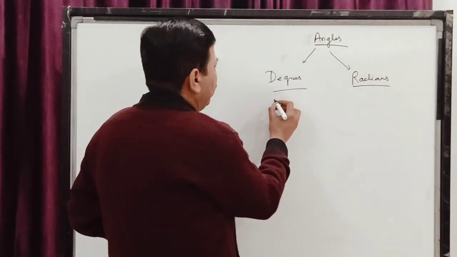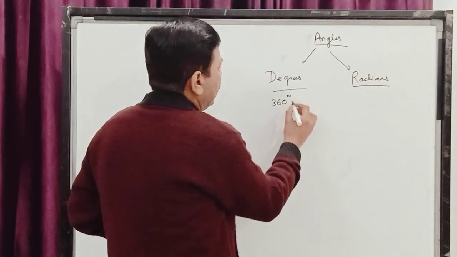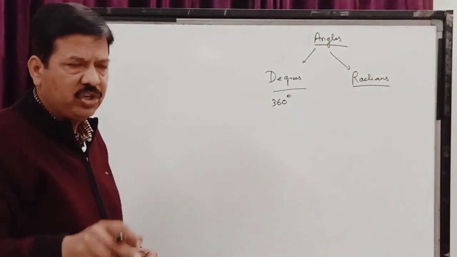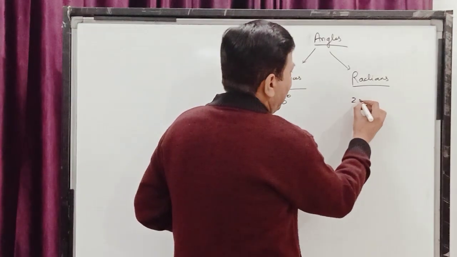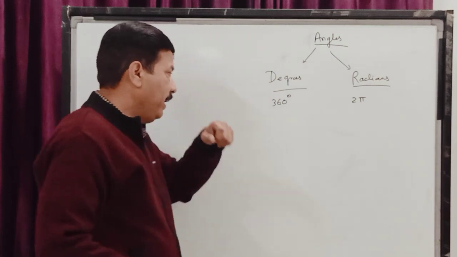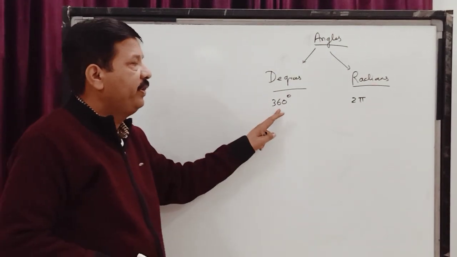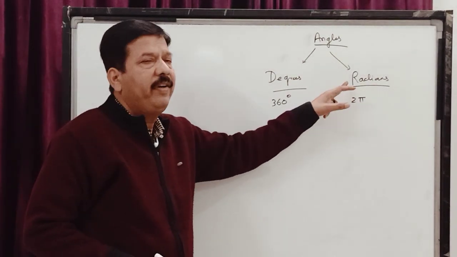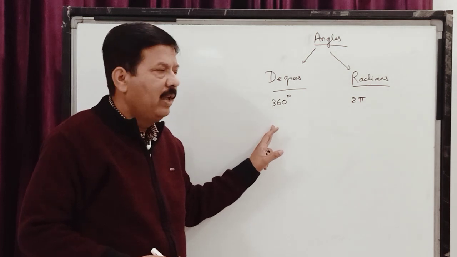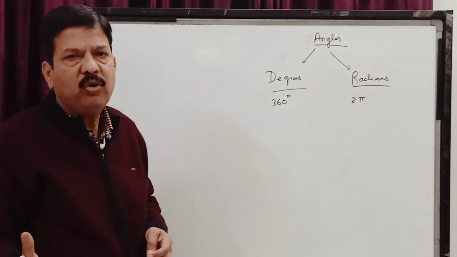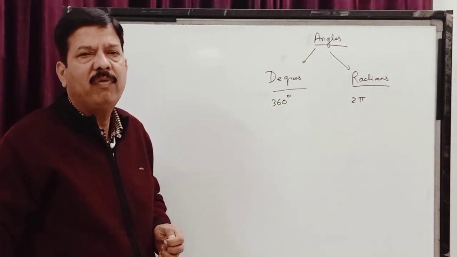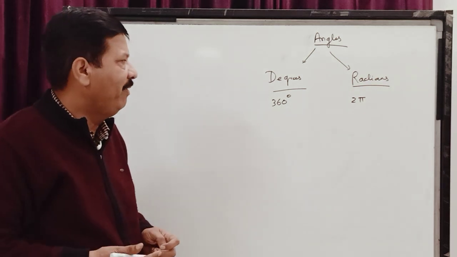The relation between degree and radian is very simple. 360 degree, that is one complete rotation, is equal to 2 pi radians. So 2 pi radians is equal to 360 degrees. And children, pi you all know, 22 upon 7 or 3.14159. This is the approximate value.